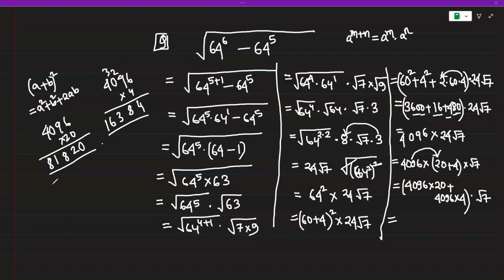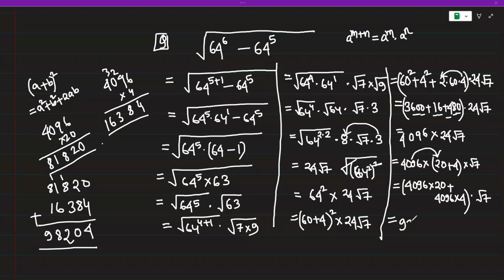81,920 plus 16,384. If you add this, 4 plus 0, you got 4. 8 plus 2 equals 10, 1 carry. 8 plus 1, 9, plus 3, which is 12, 1 carry. 1 plus 1, 2, plus 6, 8, and 8 plus 1, 9. So we are getting here 98,304 square root of 7.